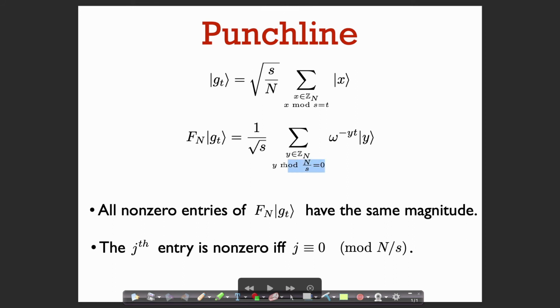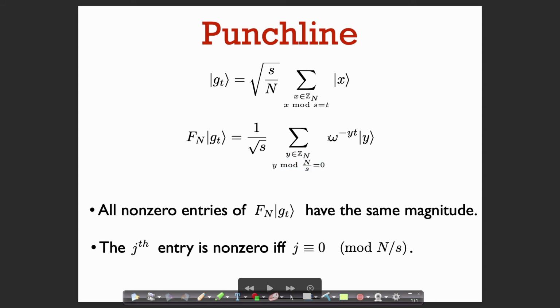Well, it's only going to be non-zero in those positions y where y mod n over s is equal to 0. That's what we saw in the example: it was non-zero in positions 0, 3, and 6. In our case, n is 9, s is 3, so n over s is 3, and indeed it's only non-zero in positions where y mod 3 is equal to 0.